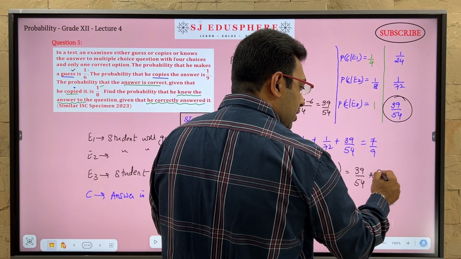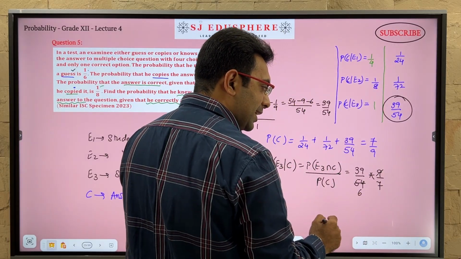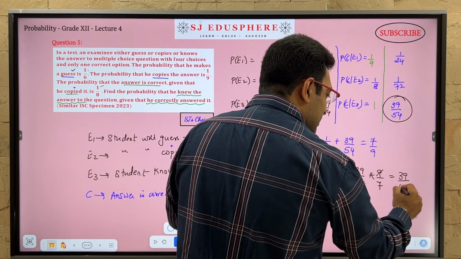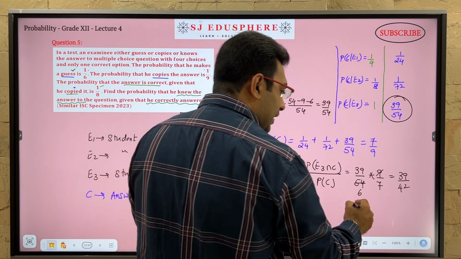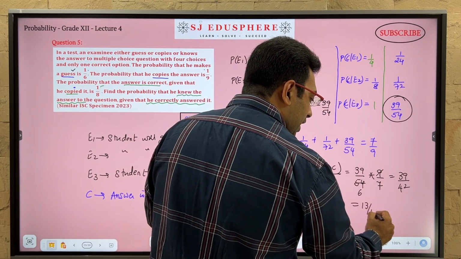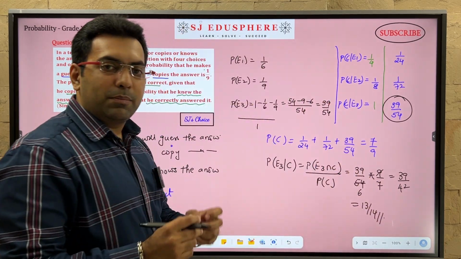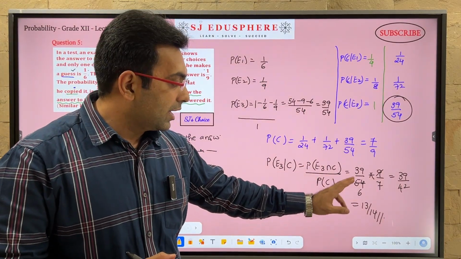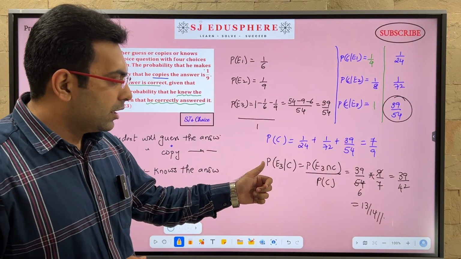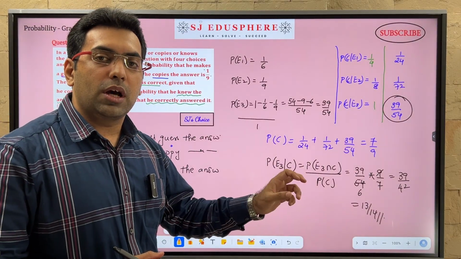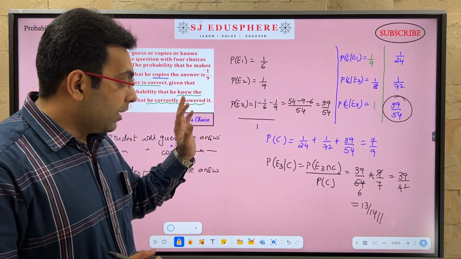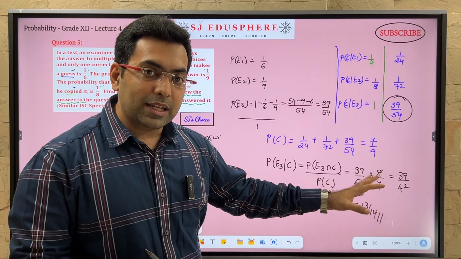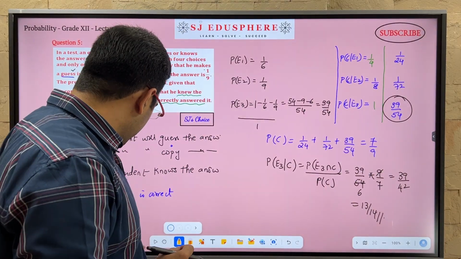Is into 9 by 7. So 9 goes over here 6 times. So this over here is 39, 7 6 are 42. That gives me over here 13 by 14. Get the interpretation, students. For every 14 answers answered correctly, 13 are the ones where the student knew the answer. So probability that student knew the answer given that it is correct is 13 out of 14.